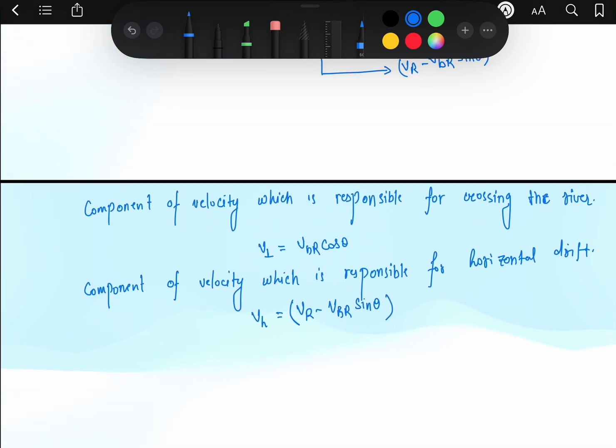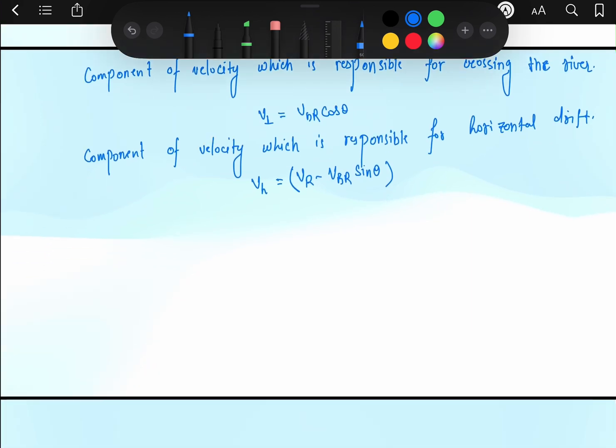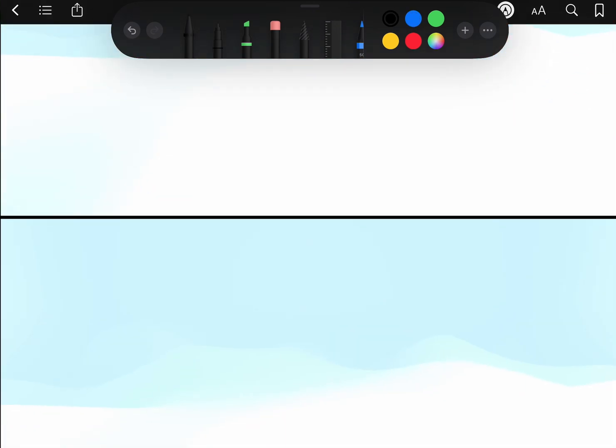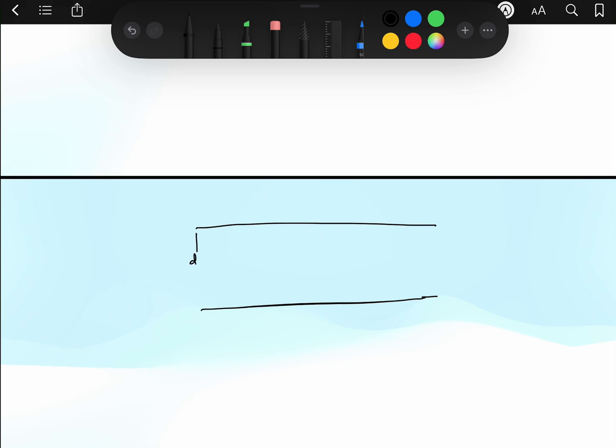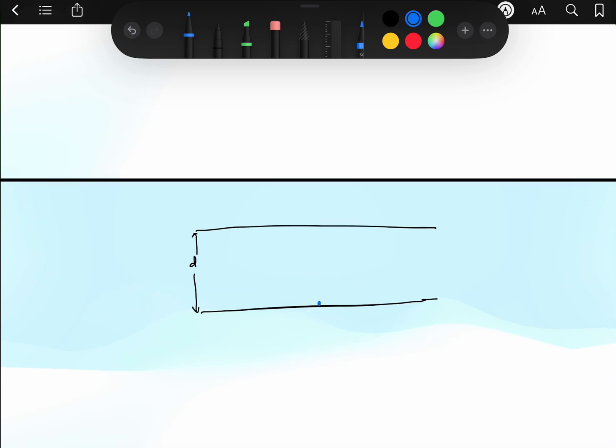Now I will again draw the diagram here. This is our river, and this is the width of this river. Here we know that the net component of the velocity in the perpendicular direction is Vbr cos theta, and the net horizontal component is Vr minus Vbr sin theta.